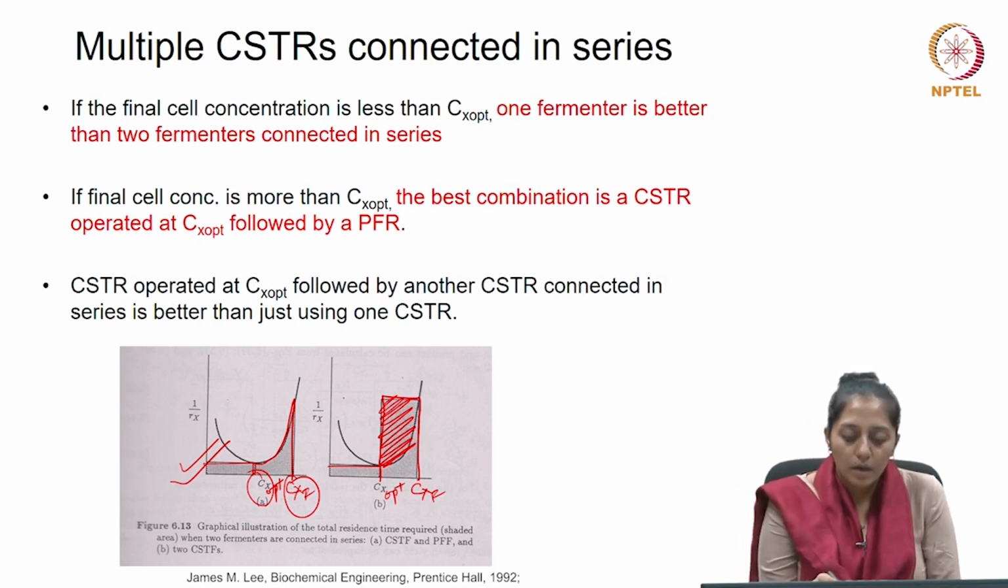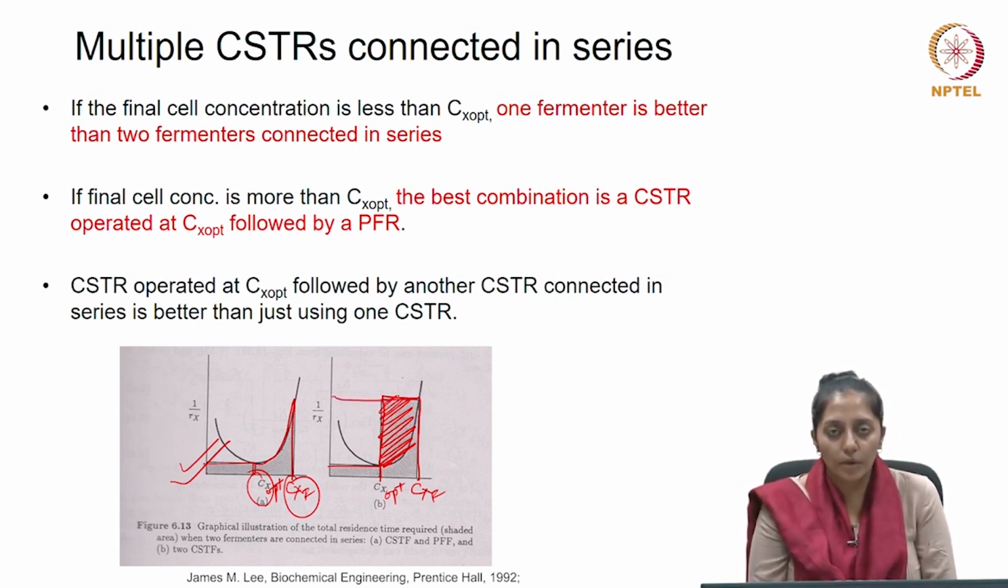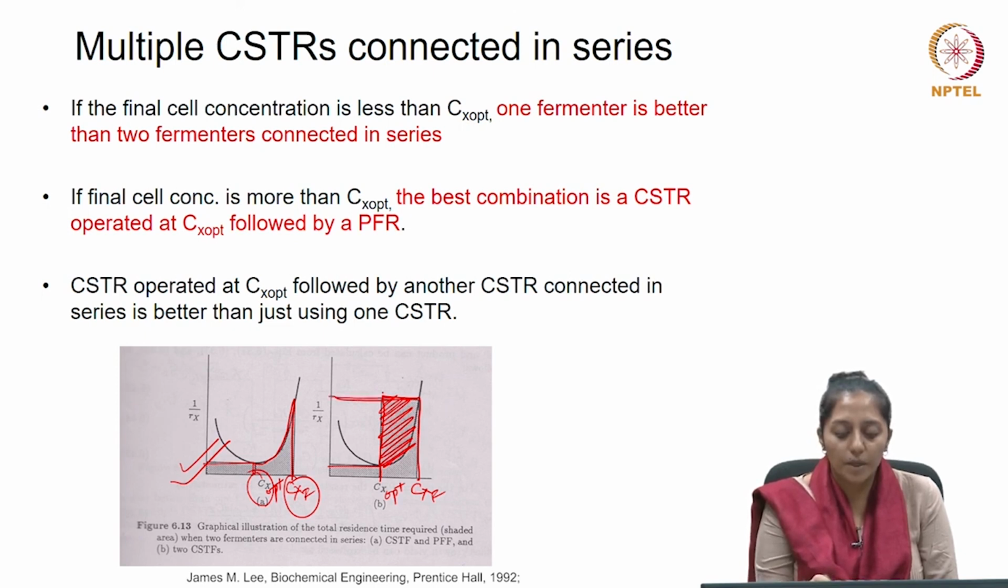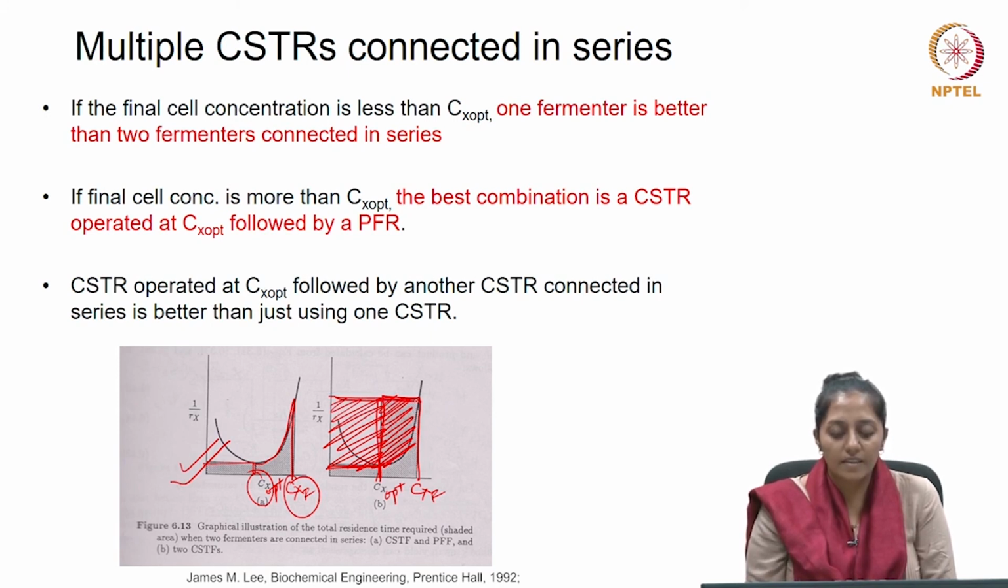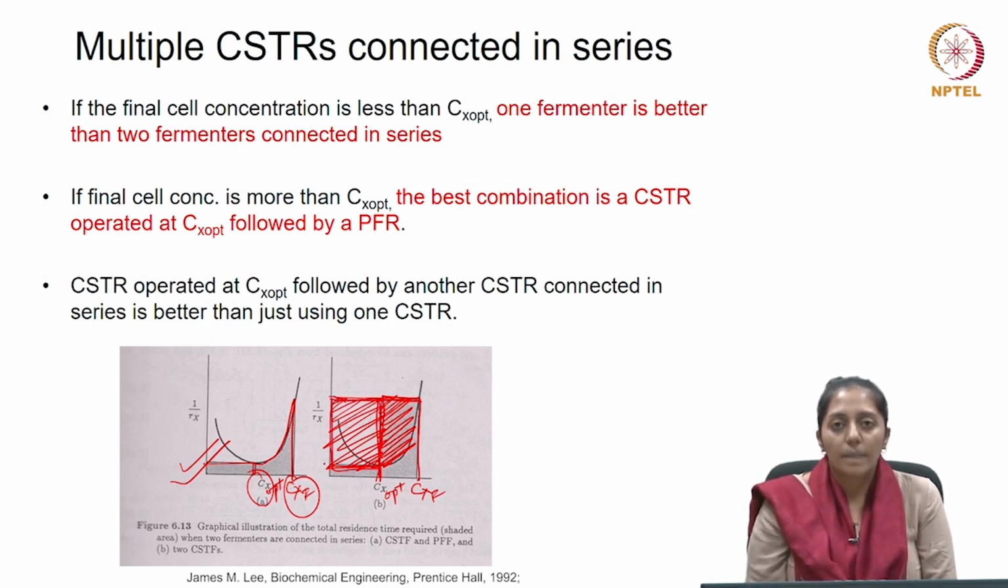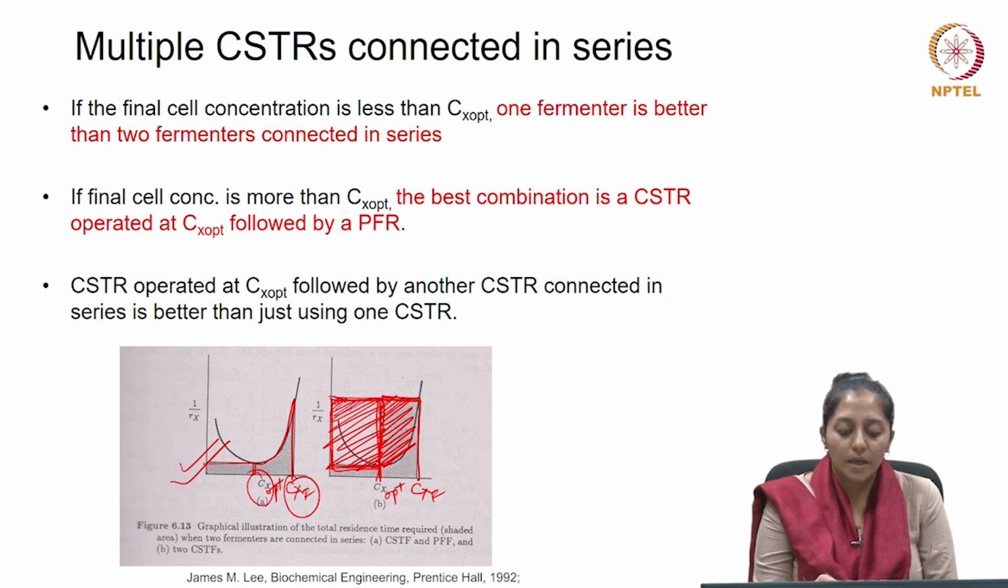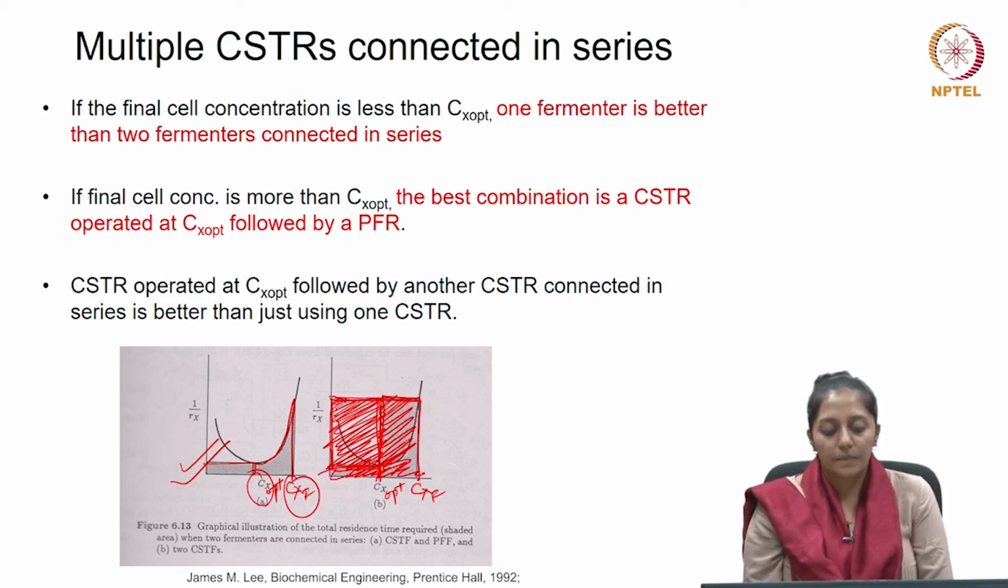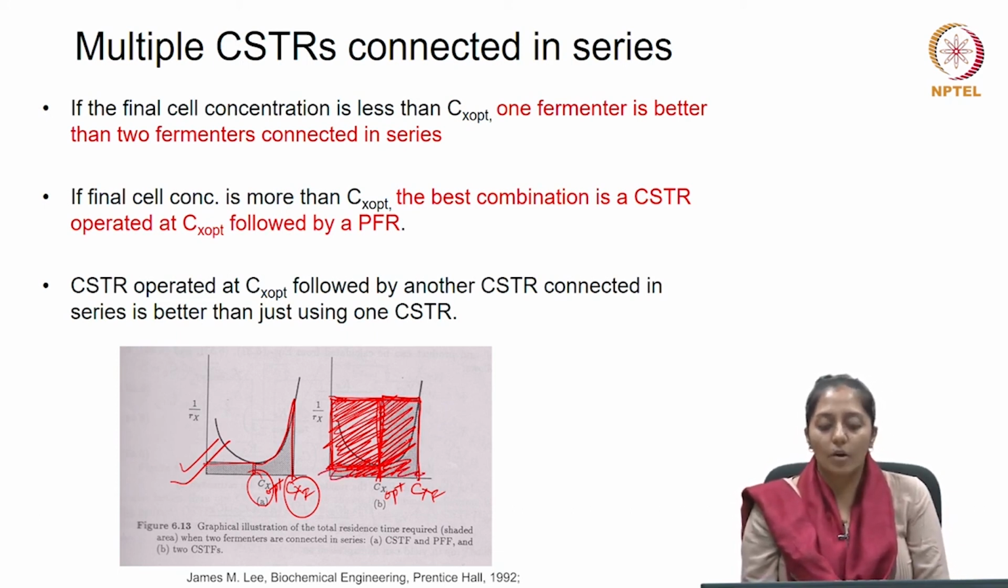However, running one CSTR only to reach that final biomass concentration still is not preferable, because there is again more residence time required if only a single CSTR is running. So, therefore, a CSTR operated at Cx optimum followed by another CSTR connected in series is better than just using one CSTR.